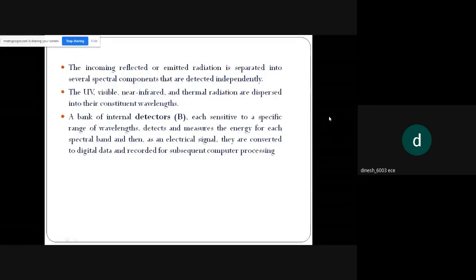The incoming reflected or emitted radiation is separated into several components that are detected independently. Mostly, the ultraviolet, visible, near infrared, and thermal radiation are dispersed into their constituent wavelengths. Then we have a bank of internal detectors B that are sensitive to a specific range of wavelengths, detecting and measuring the energy for each spectral band as an electrical signal, and then they are converted to digital data and recorded for subsequent computer processing.